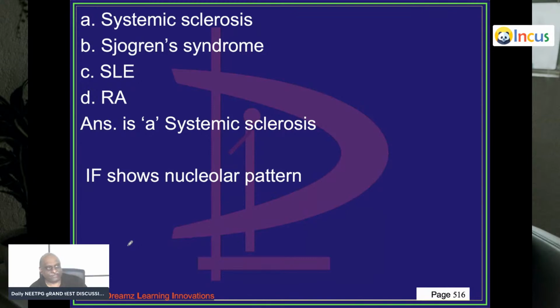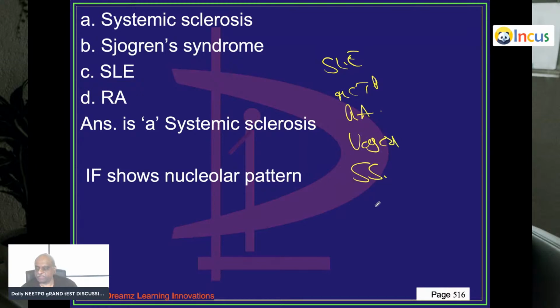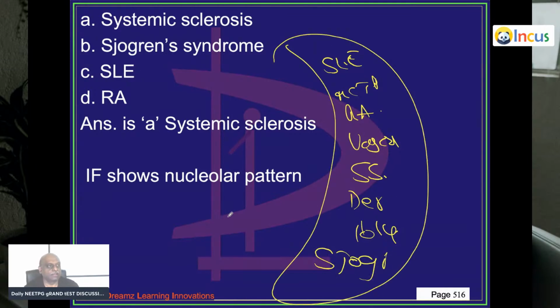Rheumatology, simple. SLE, mixed connective tissue disorder, rheumatoid arthritis, vasculitis, systemic sclerosis, dermatomyositis, polymyositis, Sjogren syndrome. You can count on your fingers. Pura rheumatology, I finished a discussion in not more than 25 pages, 20 to 25 pages.